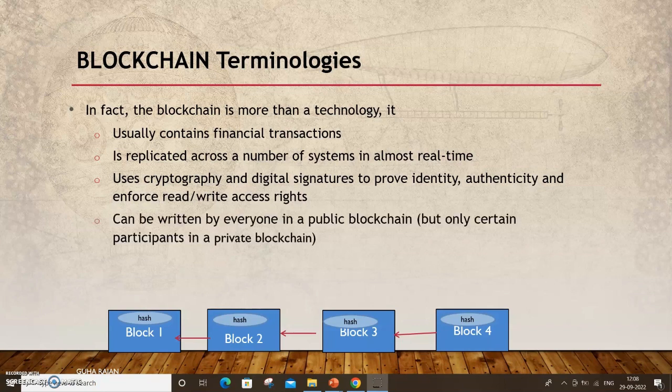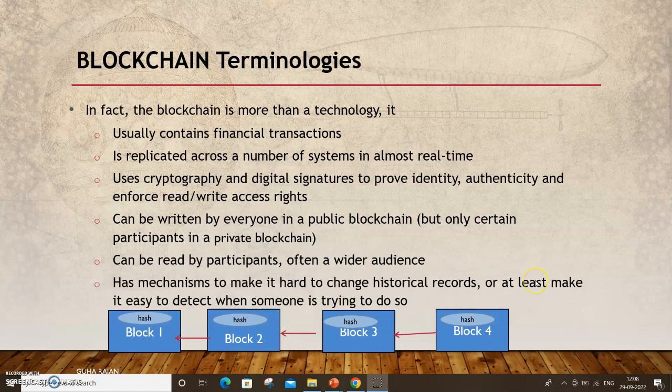It can be written by everyone, but that is only in a public blockchain. In a private blockchain, only certain participants can do it. It can be read by participants, often by a wider audience. So this is a blockchain, with different blocks, and a hash is something like an address. Each block has an address, and they are linked together. It has a mechanism to make it hard to change the historical record, or at least make it easy to detect someone trying to do so.